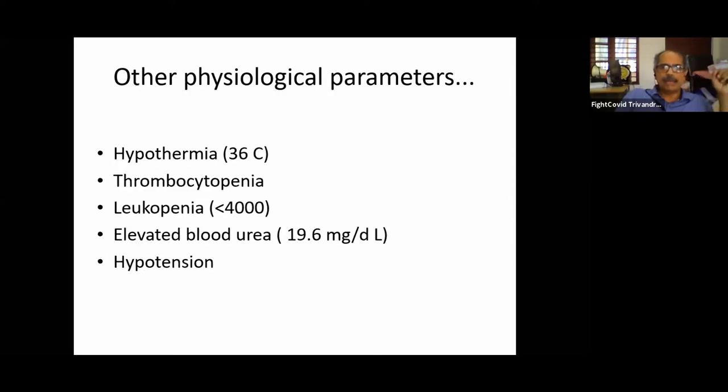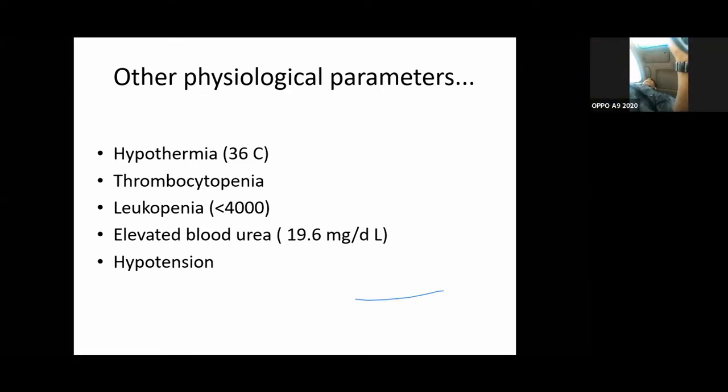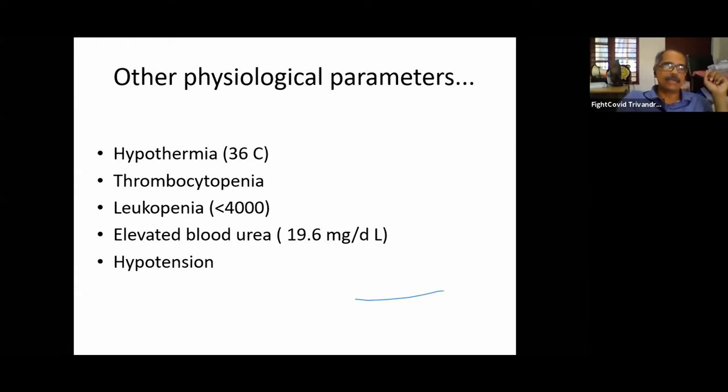In addition to these physiological parameters, if the patient is hypothermic, especially when the temperature is less than 36 degrees centigrade, that indicates a severe pneumonia. And in addition to hypothermia, the presence of thrombocytopenia, significant leukopenia, especially if the count is less than 4,000, elevated blood urea, especially when the blood urea nitrogen is more than 20 milligram per deciliter, hypotension, as well as multi-lobar involvement, all indicate the patient is likely to have a very severe pneumonia and needs intense monitoring and at least a high dependency unit admission.